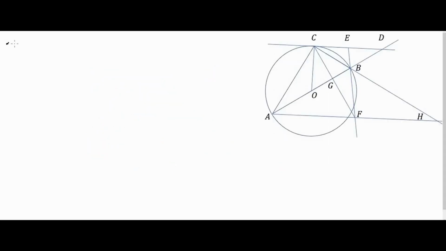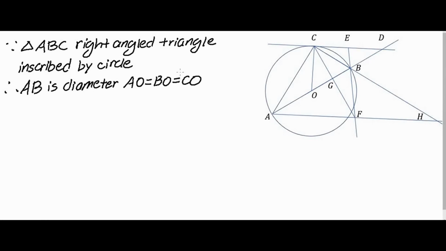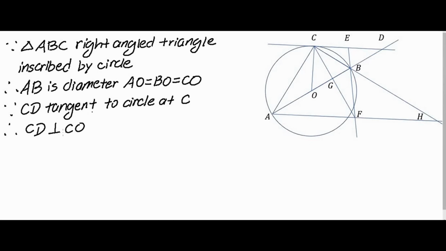The first theorem we need to apply is the inscribed right triangle theorem, which says when a right-angled triangle is inscribed by a circle, then its hypotenuse becomes the diameter of the circle, and triangle ABC is just such a right-angled triangle inscribed by the circle centered at point O. Therefore, AB is the diameter of the circle, which makes AO equals BO equals CO because they are radii of the circle. Next, line CD is a tangent line to a circle at point C, therefore CD is perpendicular to CO and angle OCD equals 90 degrees.